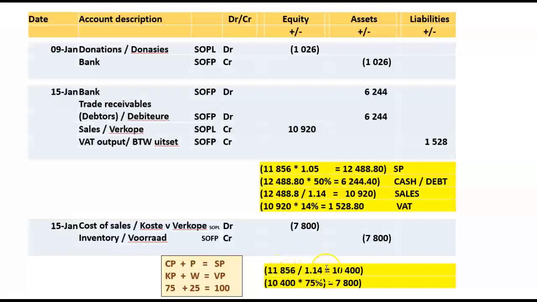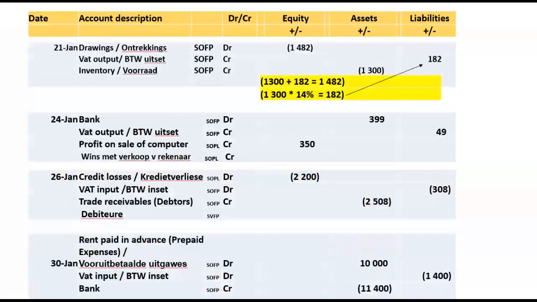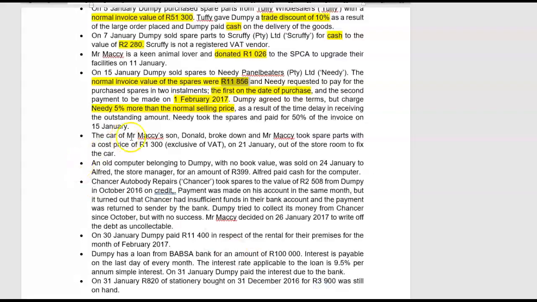We have to take out the VAT first. So therefore, the normal selling price is 10,400. Based on the 10,400, we can apply our profit formula. So 75 divided by 100 multiplied by 10,400 gives us then 7,800. So cost of sales, statement of profit or loss, 7,800. Inventory, statement of financial position, which will decrease our assets, 7,800 Rand.